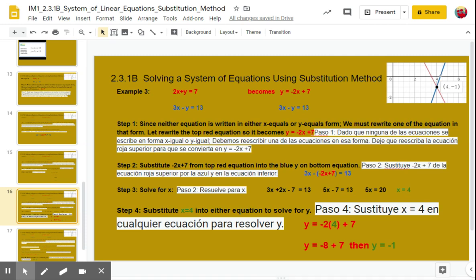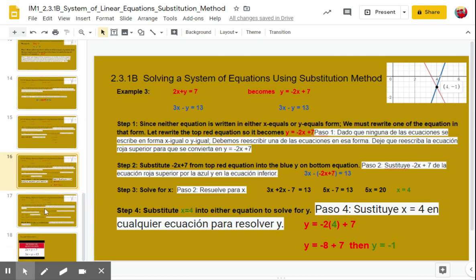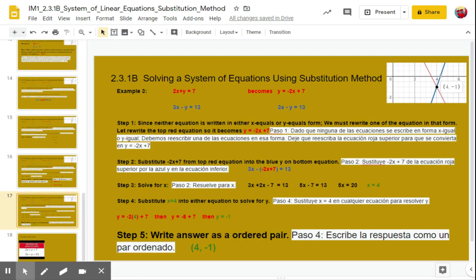I get y equals -2 times 4 plus 7. So then we get y equals -8 plus 7. And our final answer for that is y equals -1. All right, so we know x is 4, y is -1. So our last step is we write the answer as an ordered pair. So our answer is 4, -1.